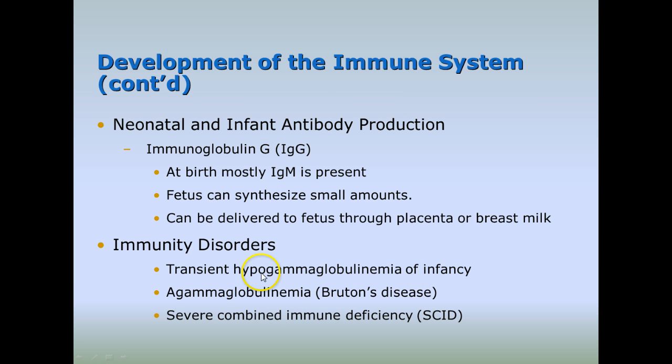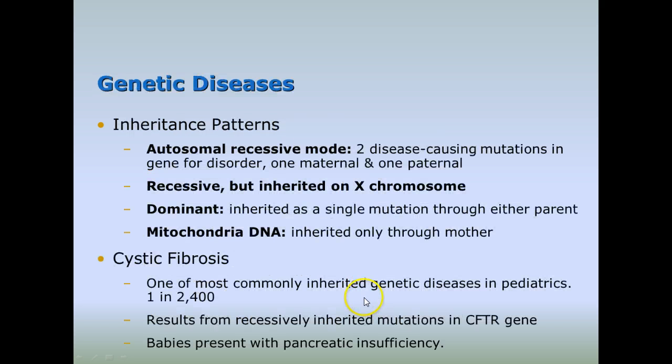Some of the immunology diseases that we see: transient hypogammaglobulinemia, which is just not having many globulins right away. Transient means it's going to pass and you'll end up developing more. Agammaglobulinemia is having no globulins, such as Bruton's disease. That's kind of like your boy in the bubble. Severe combined immunodeficiency syndrome is having very little functioning immune system, but having none would be more of your Bruton's.